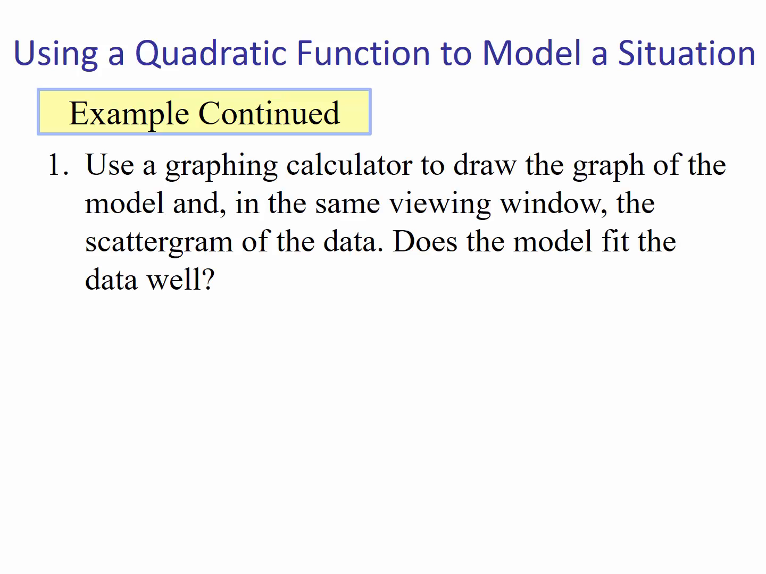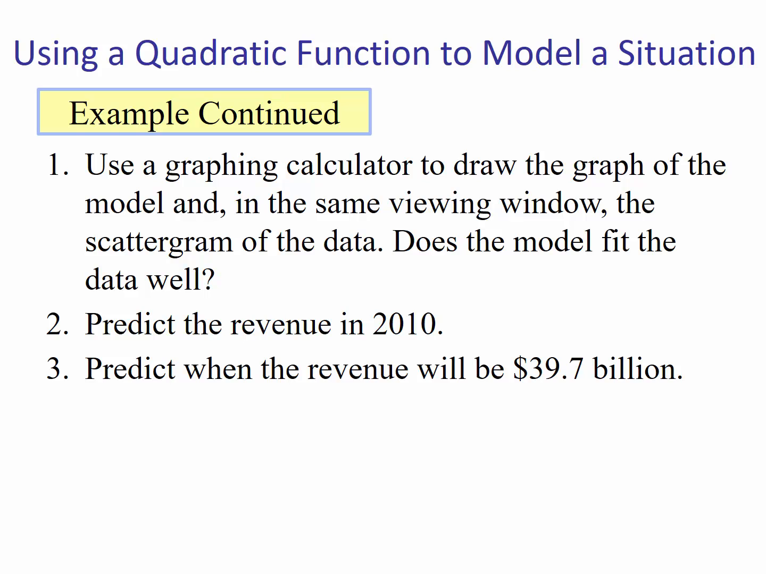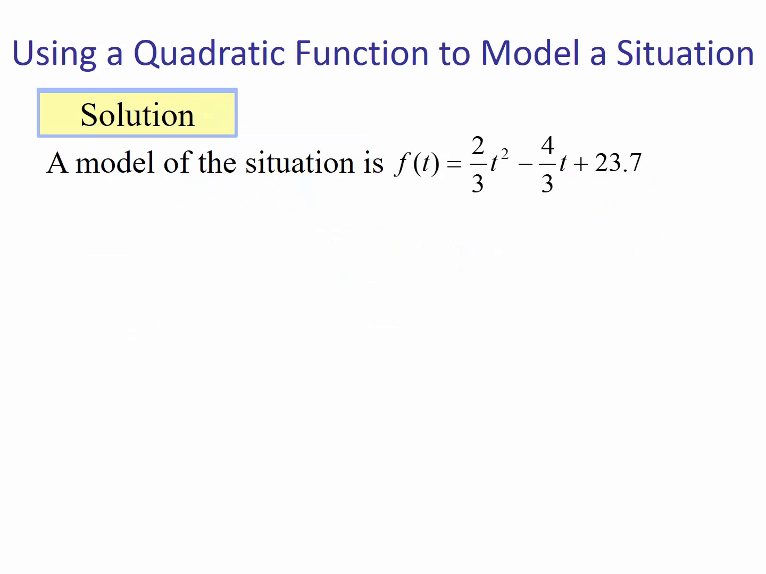Number 1. Use a graphing calculator to draw the graph of the model and, in the same viewing window, the scattergram of the data. Does the model fit the data well? Number 2. Predict the revenue in 2010. Number 3. Predict when the revenue will be 39.7 billion. Solution. The model of the situation is given by this quadratic function. So our first step is to put the data in our graphing calculator, graph it, and then put this model in the y equals and graph it.